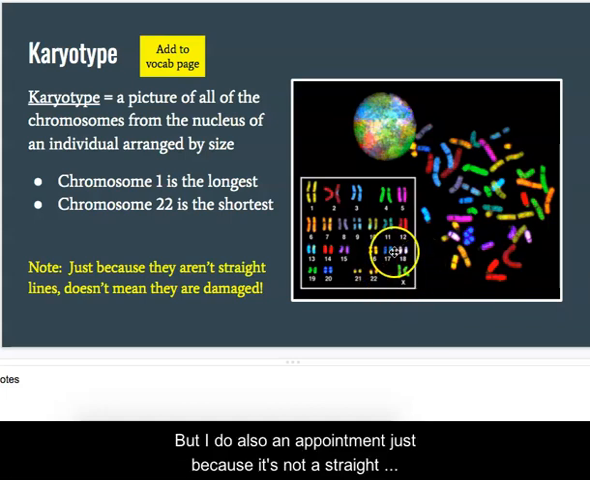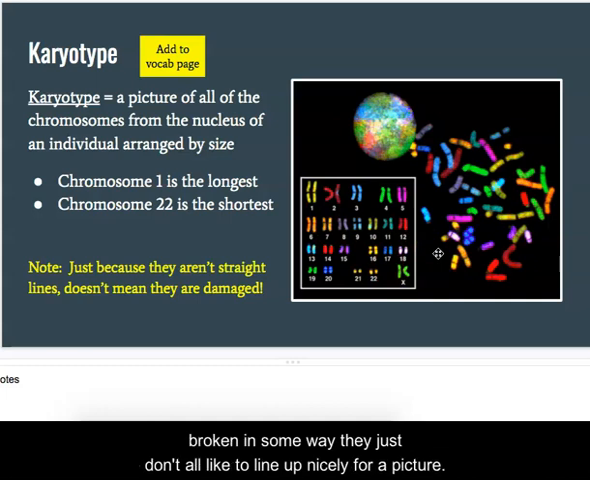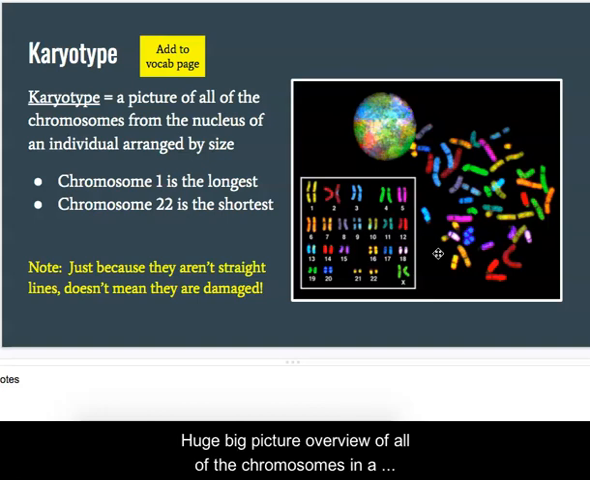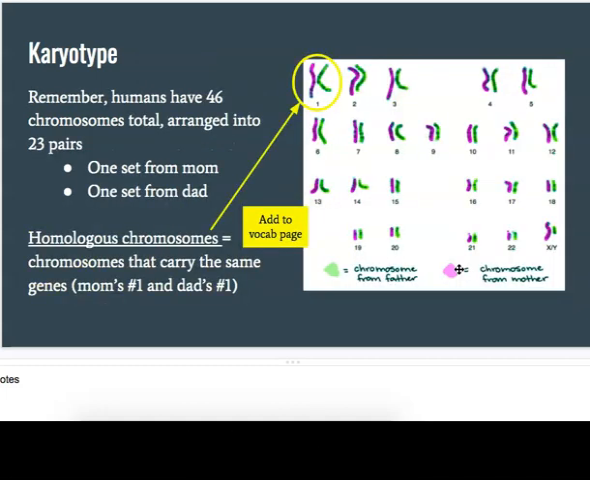But I do also want to point out, just because it's not a straight line does not mean that they are damaged or hurt or broken in some way. They just don't all like to line up nicely for a picture. That's all. So it's kind of a huge, big picture overview of all of the chromosomes in a person's cells.